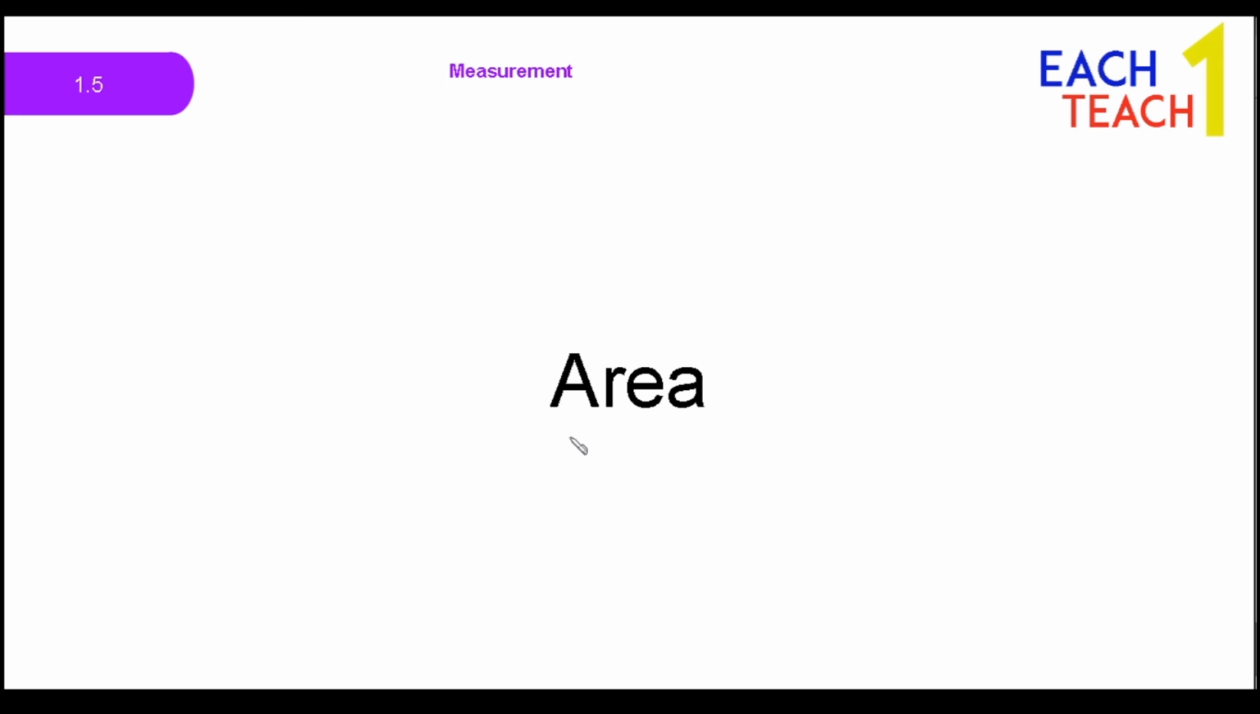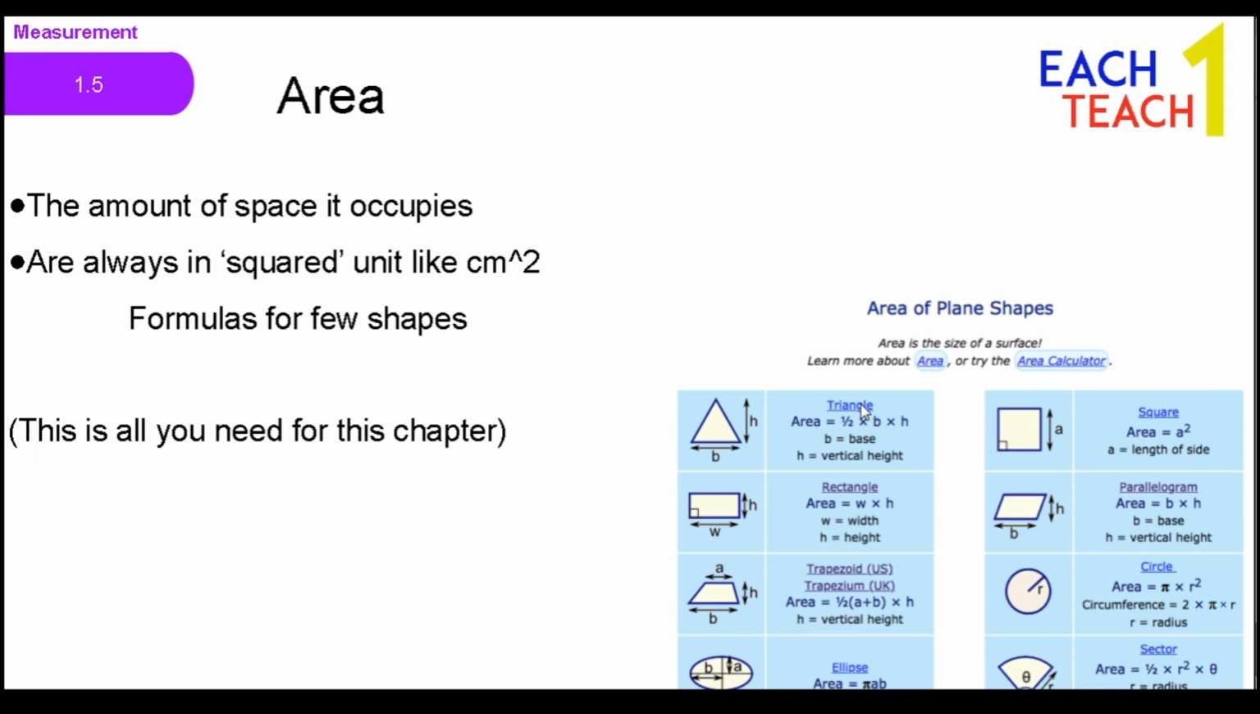Let's go to the next topic: area. So what is area? Area is the amount of space it occupies for any particular shape. It always comes in squared units, like centimeter square or meter square. That's how it usually comes, because area only comes in 2D figures.